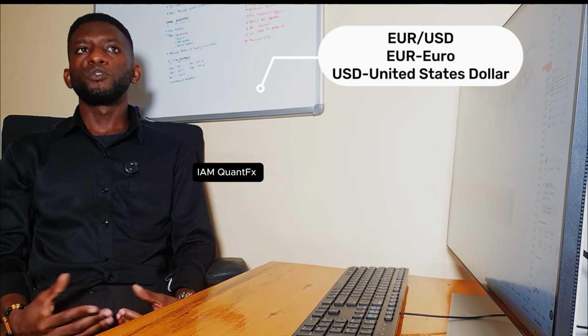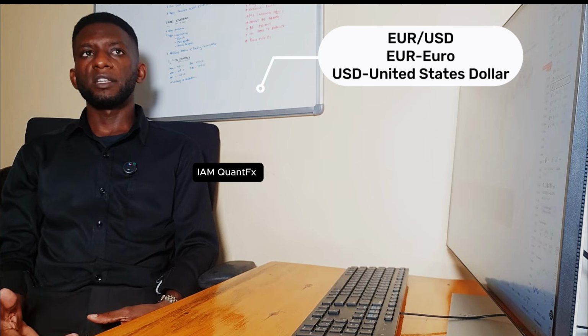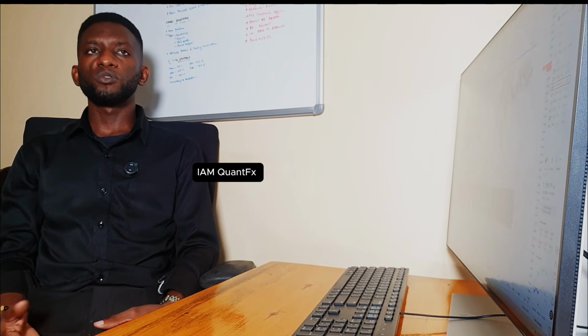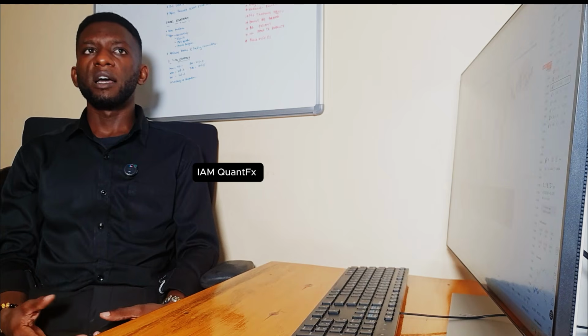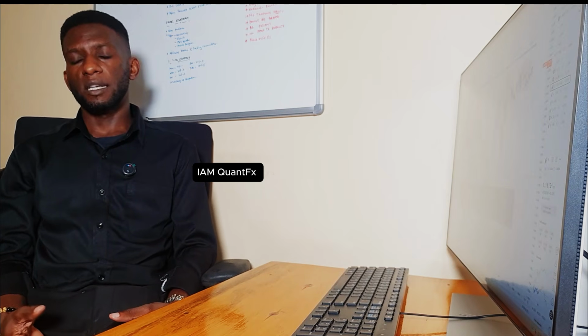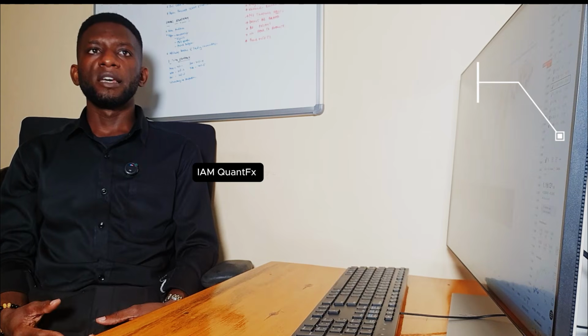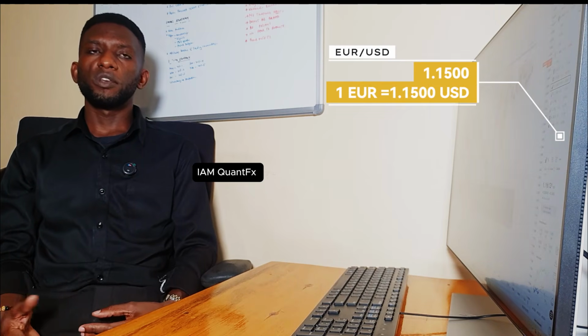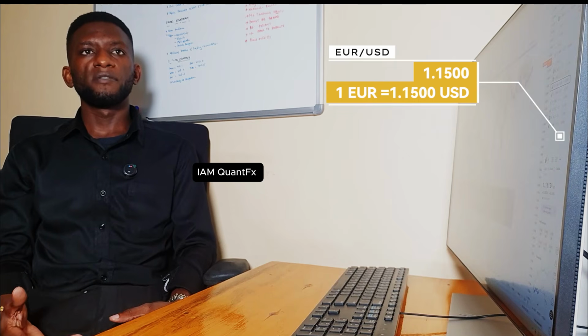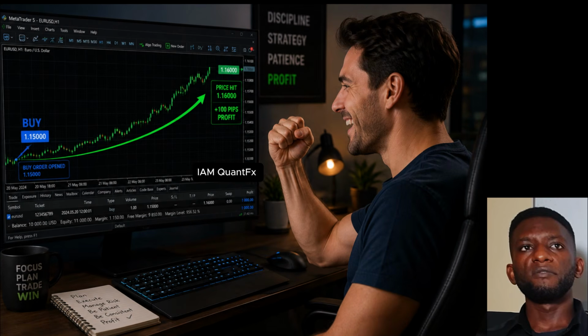Let's take an example. EUR/USD. EUR stands for Euro and USD stands for United States dollar. Whenever you see EUR/USD, the market is showing you how many units of the US dollar are needed to buy 1 euro. Let's take an example. If EUR/USD is equal to 1.1500, this means that 1 euro is worth 1.1500 USD.